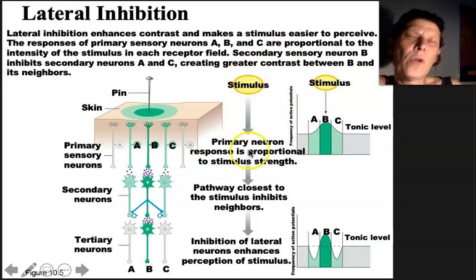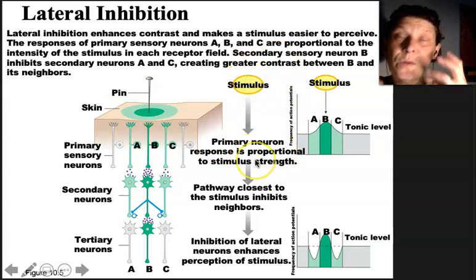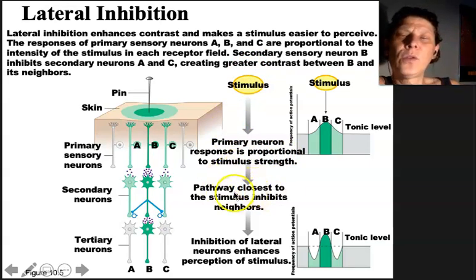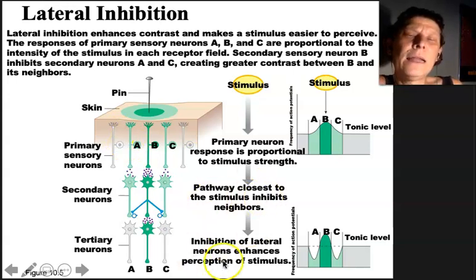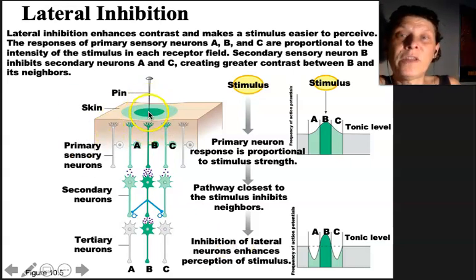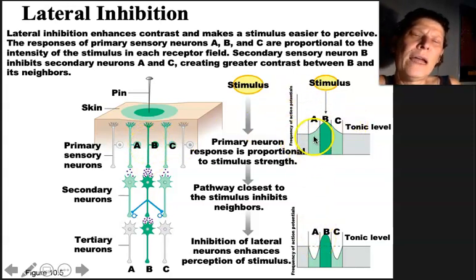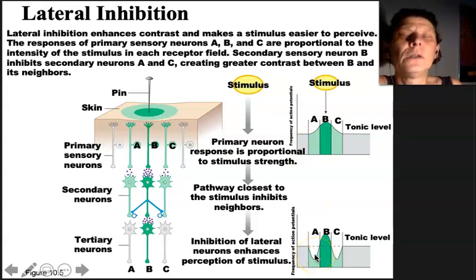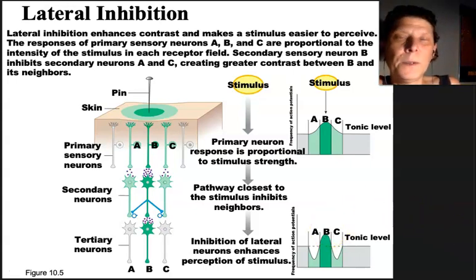So stimulus, primary neuron response is proportional to the strength of the stimulus. The pathways closest to the stimulus will be inhibited, so that would be here C and A, and that allows inhibition of the lateral neurons but enhances the perception of the neuron associated with the receptor field, in this case B. Right? You can take a look at the graph. If you measure those perception and membrane changes, then it's B that really has our highest contrast response.